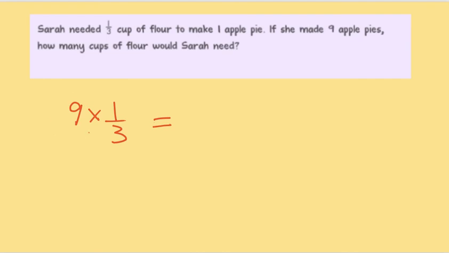Now when we're multiplying by whole numbers, it's as though we've got a little 1 here. No, sorry, 9 times 1 is 9, and then 1 times 3 is 3. But how many times does 3 go into 9? Well, 3 goes into 9 3 times, so it's 3 cups.